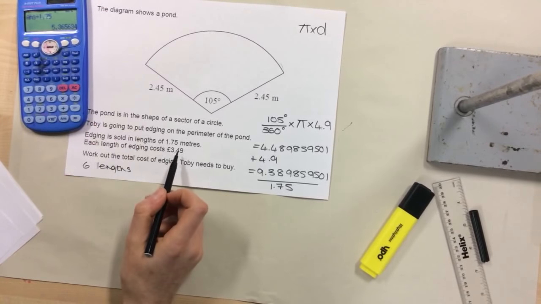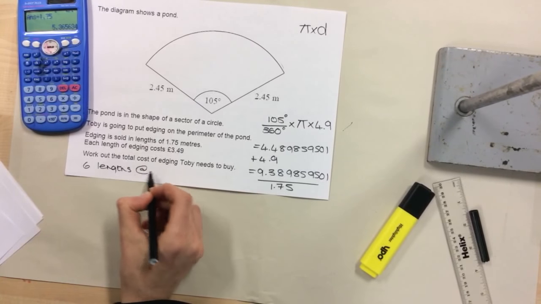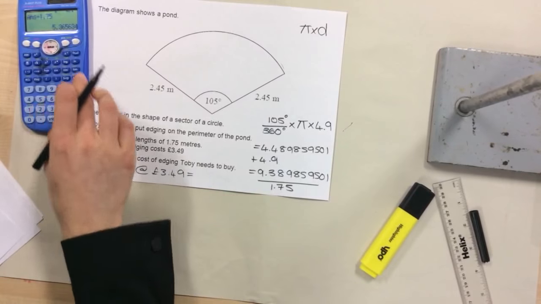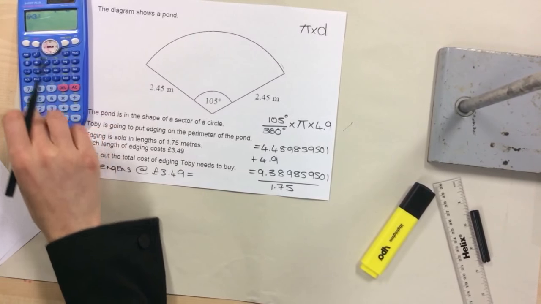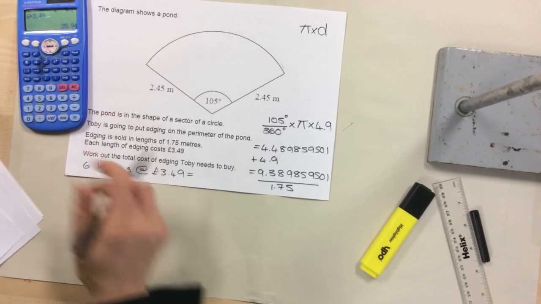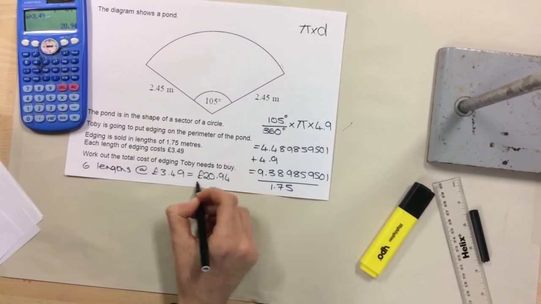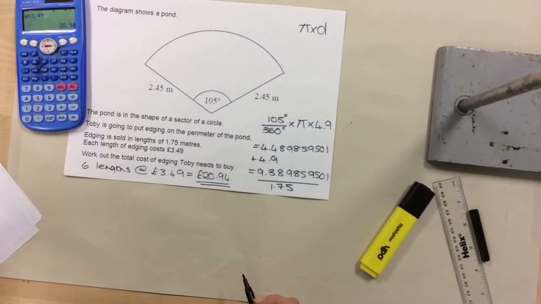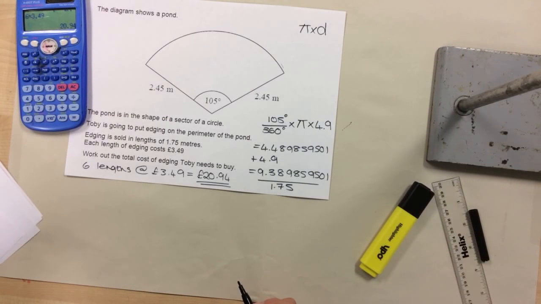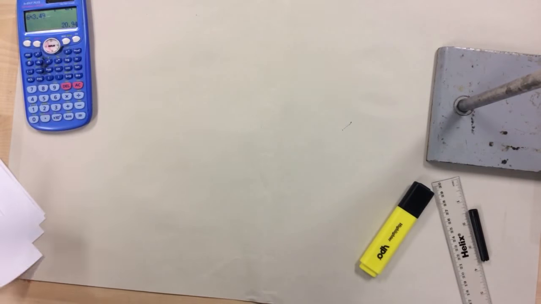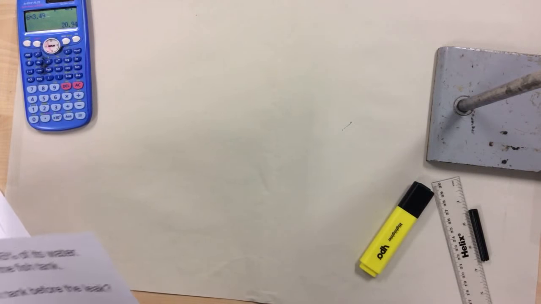And each length costs £3.49. So what I'm going to do now is calculate 6 multiplied by £3.49, which gives a total of £20.94. Okay, so that is the cost for Toby to put some edging around his pond. Just going to do a couple more questions.